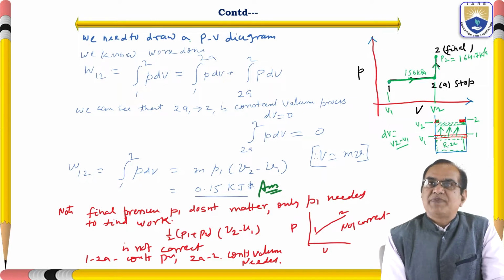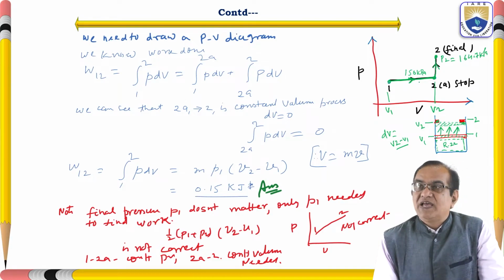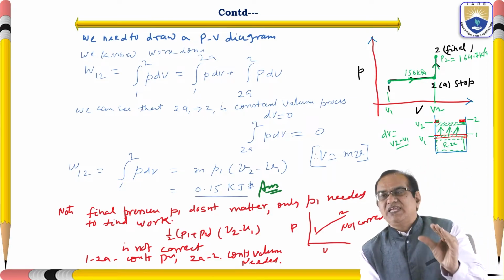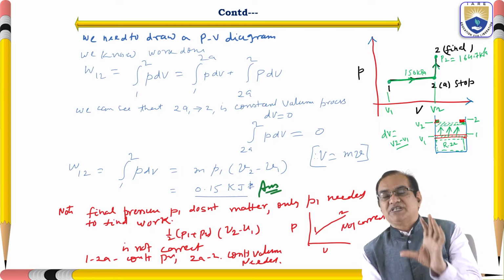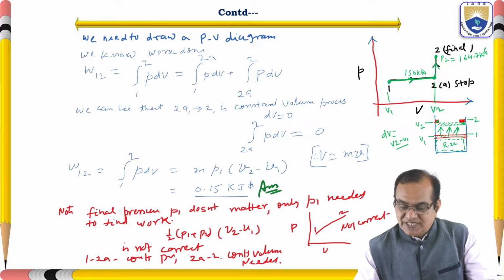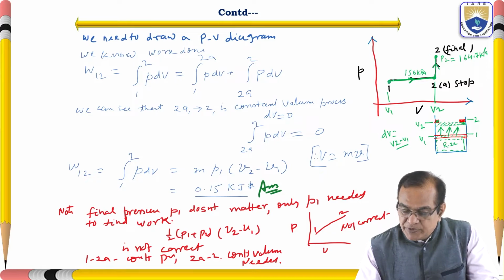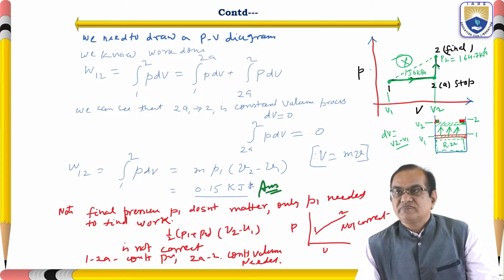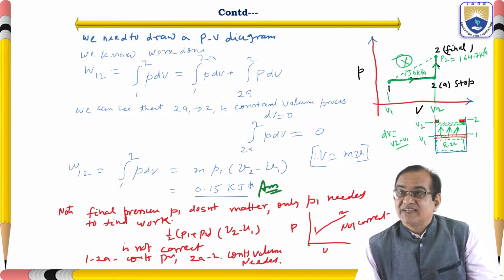So we need to draw a PV diagram, which I have just now explained. Before you attempt any problem, a PV diagram is a must. Otherwise, the results will not come correct. Because you see that this is P1, this is P2. You may draw it like this, but this is not correct. If you draw like this, your results will be totally different.